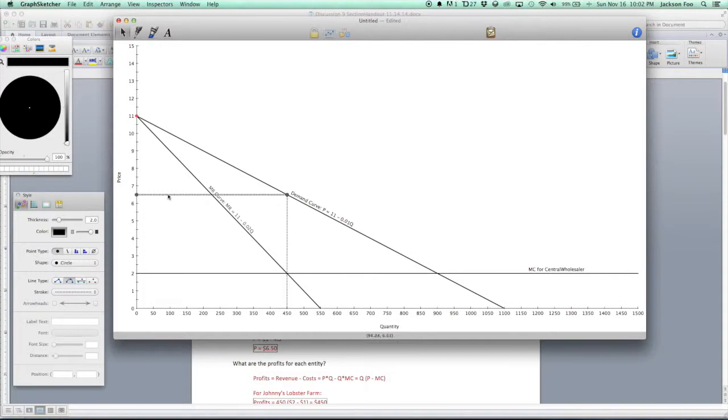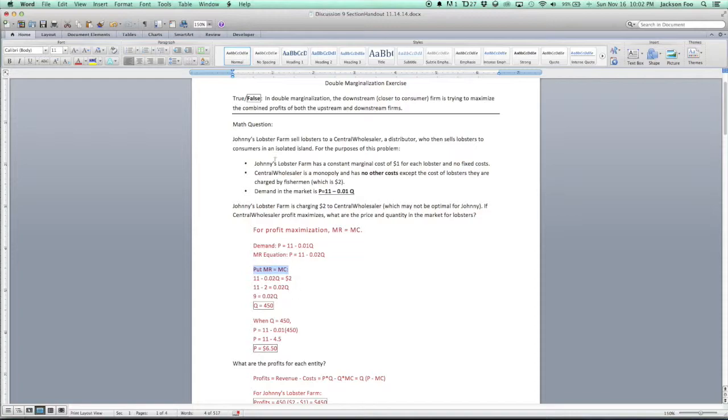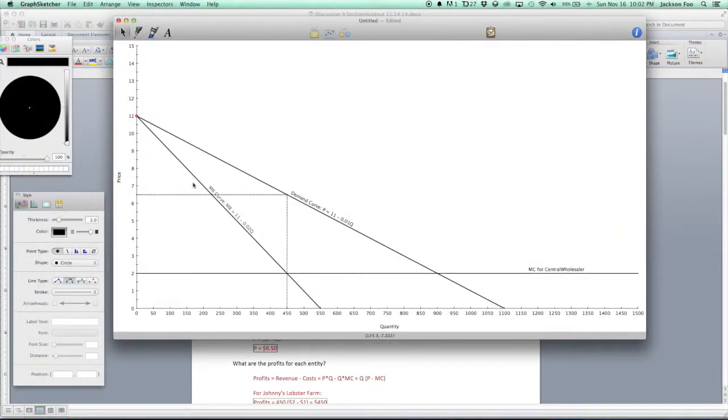Okay, just gonna click out of there so you can see what's going on. So we now have a price of 650 and a quantity of 450. That's exactly what we found in the first part of page 1. So this part. I'm not going to label the numbers, but this is 650, this is 450.